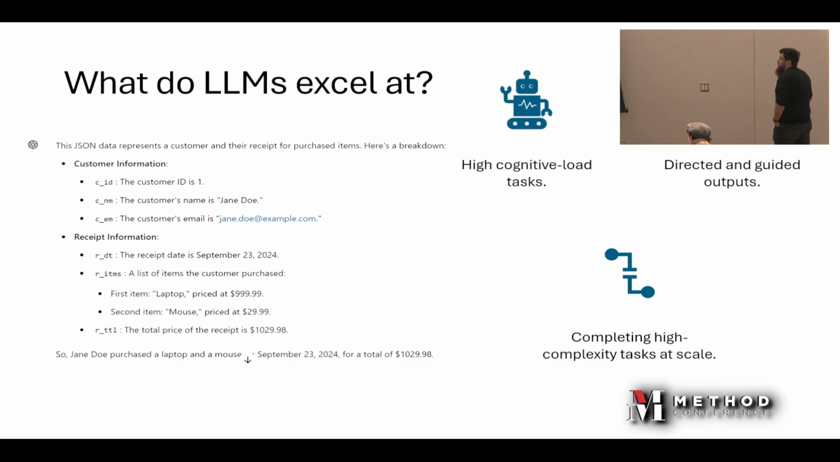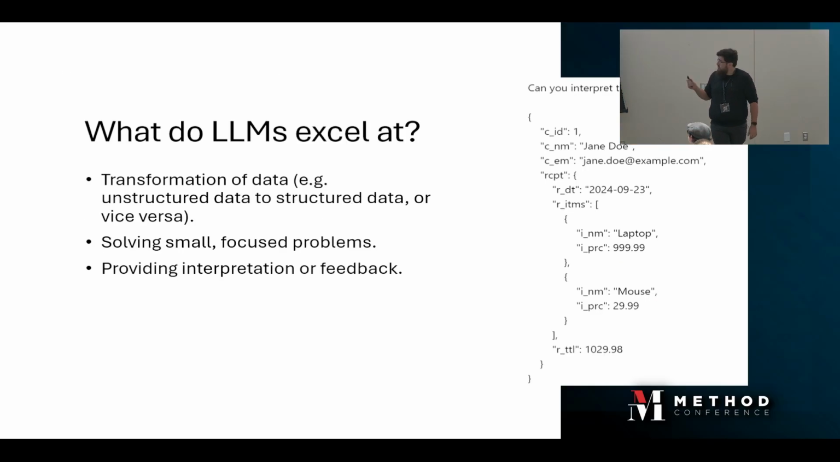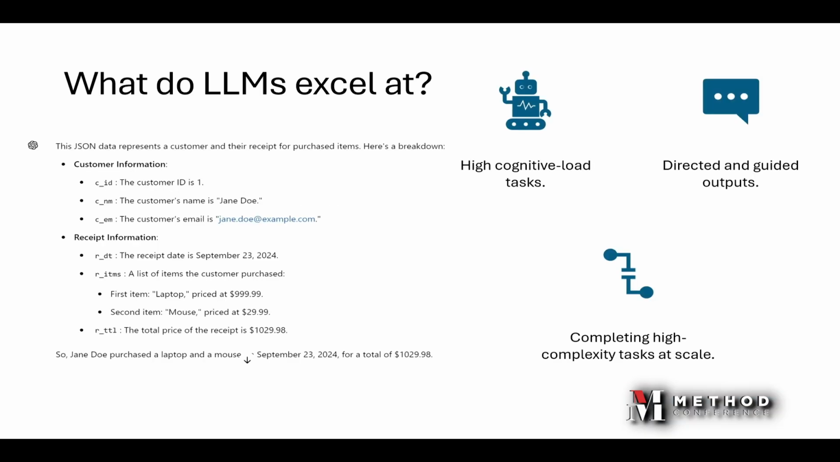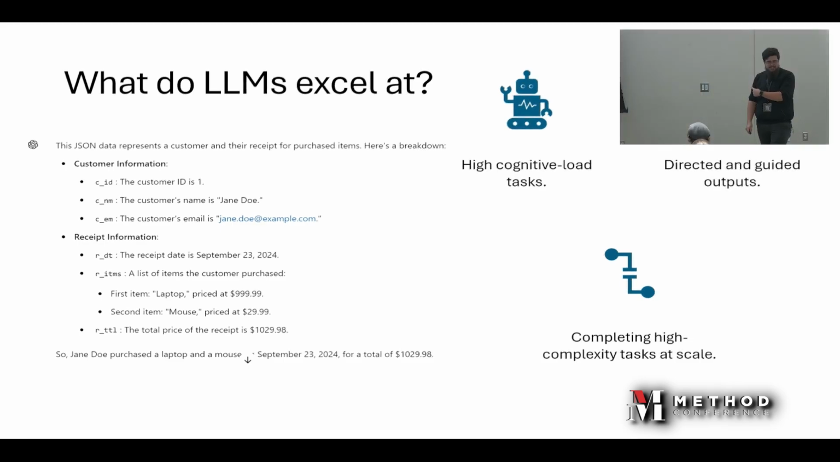And to continue this thought about what they're good at, they're really good at cognitive load tasks. If I had asked you to look at this JSON and tell me what it means, you'd say, okay, this is a receipt. It's Jane Doe's receipt. Here are all of her items. It just spat it back out for me in about 1 second. Could you interpret that JSON in 1 second? It's good at directed and guided outputs. In this case, I asked it to put out a human readable example to interpret this JSON. And it's also good at completing high complexity tasks at scale.